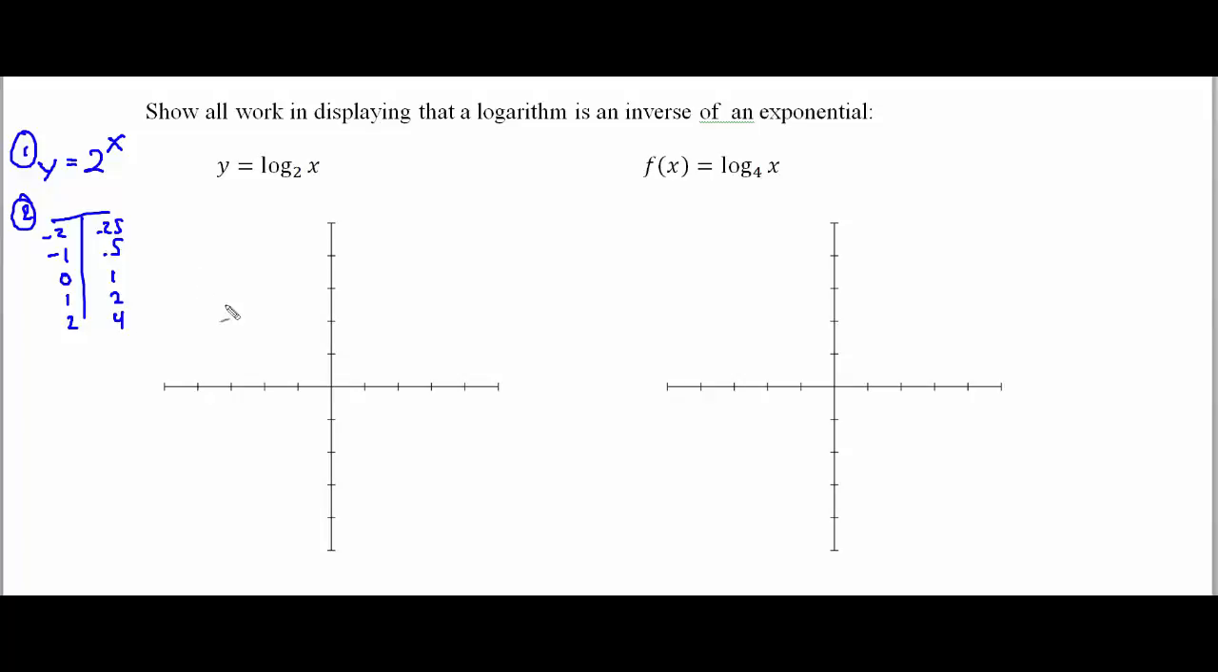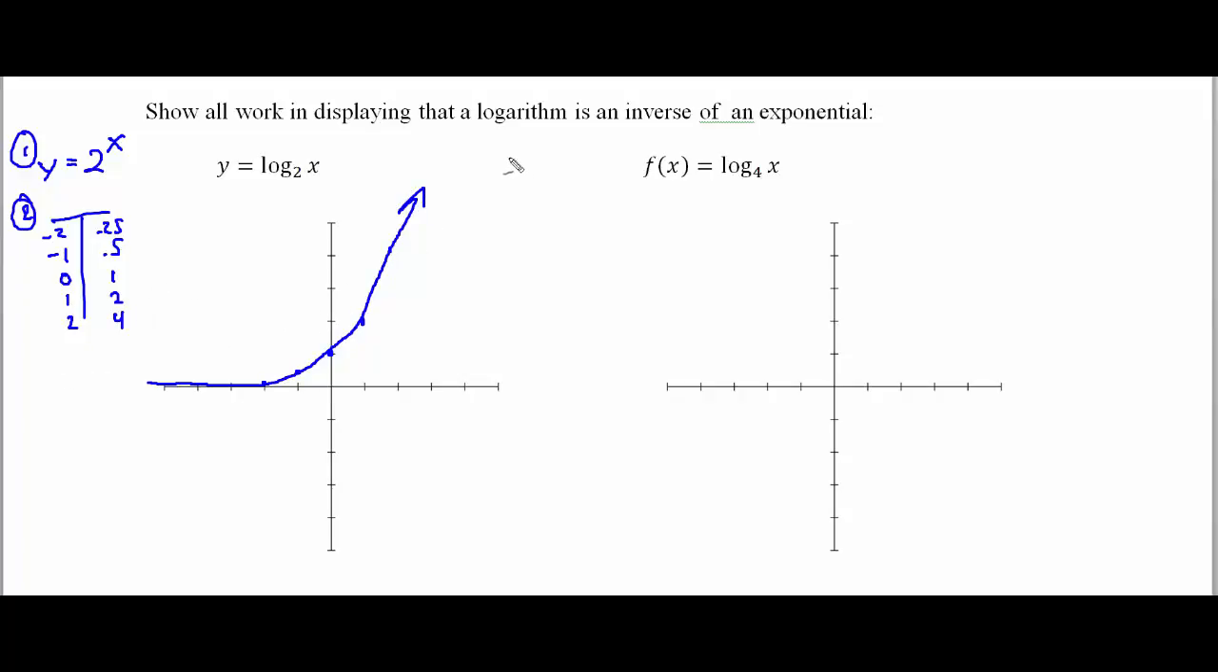And so now I'm going to plot this on the x and y axis. Negative 2 is at 0.25, which is like a softball lying on the ground. Negative 1 is going to be 0.5. 0 is going to be 1. 1 is going to be 2. And then 2 is going to be 4. So this gives me a nice exponential growth.